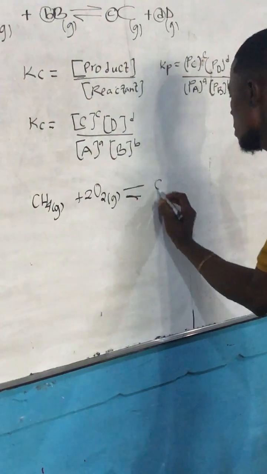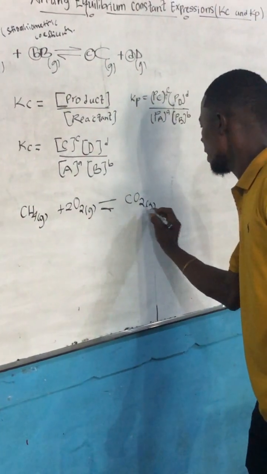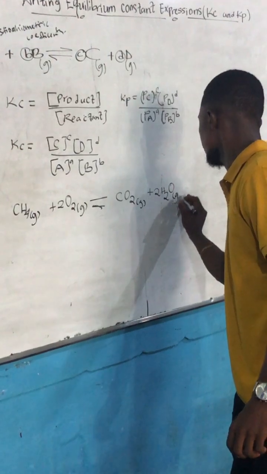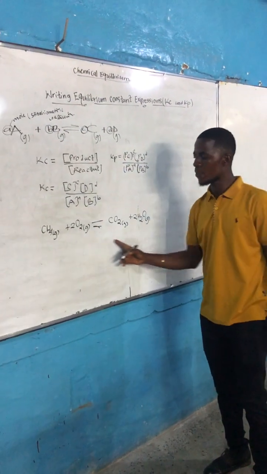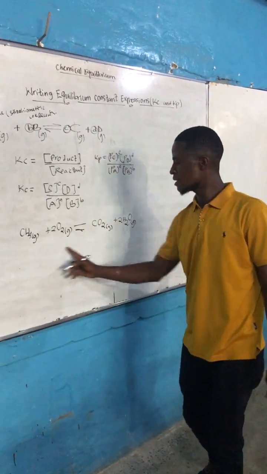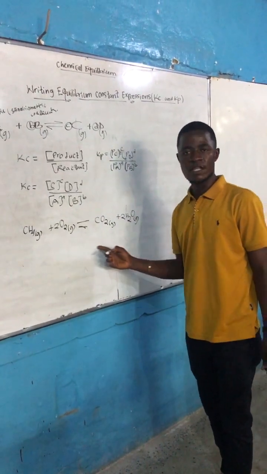Give us CO2, which is also a gas, plus 2H2O, and in this case, we say this is a gas. Now in this process, water itself is steam. So how do I write the Kc expression and how do I write the Kp expression?